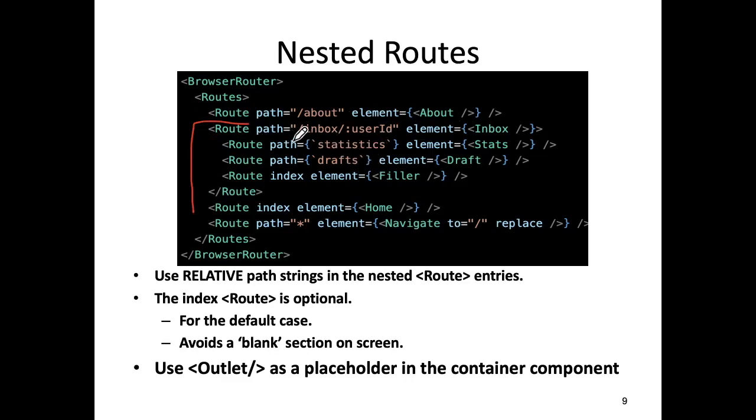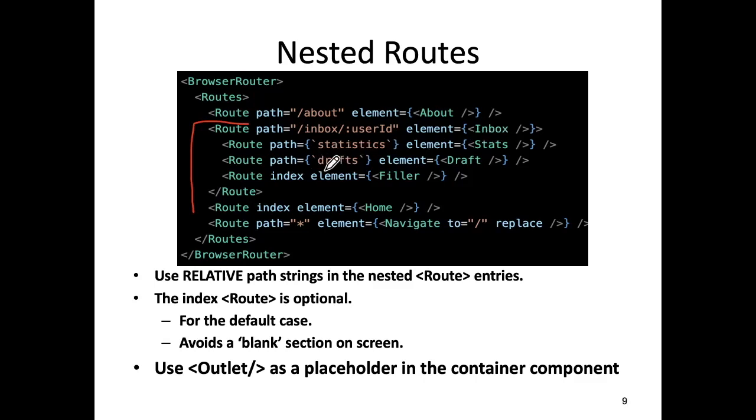And for the path name for these inner route entries, it's very important that the path name is expressed in relative terms, whereas this path name here is absolute. You've got to make sure you express these in relative terms. So the statistics is relative to this part here, which means it's tagged on at the end. And we want the stats component to be mounted. Similarly for the drafts case.